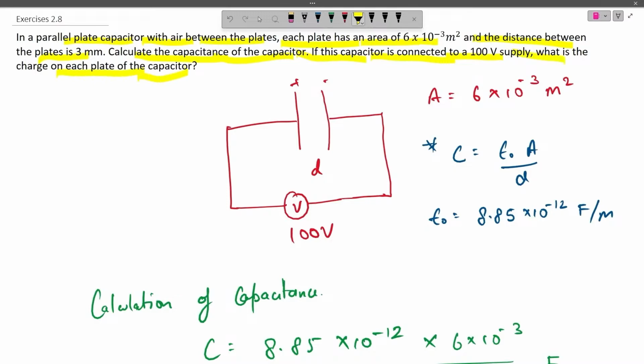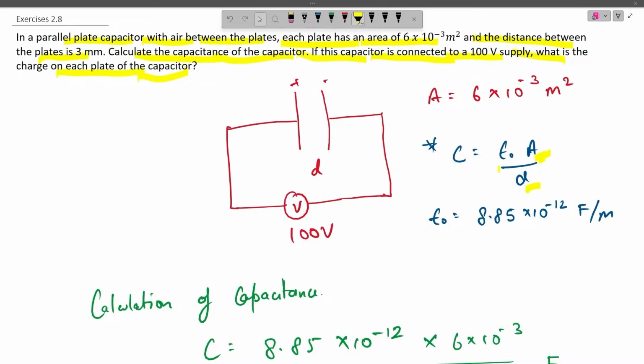Before attempting this question, we should have our concepts clear about capacitance: capacitance is a measure of a capacitor's ability to store charge per unit voltage. For a parallel plate capacitor, the formula for capacitance is epsilon naught A by d, where A is the area of the plate of the capacitor and d is the distance of separation between them.